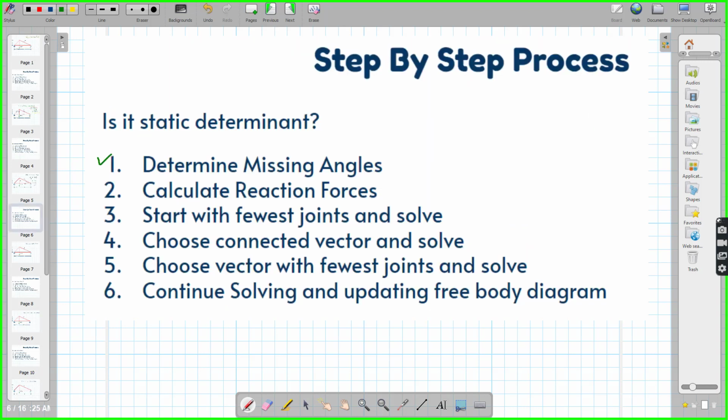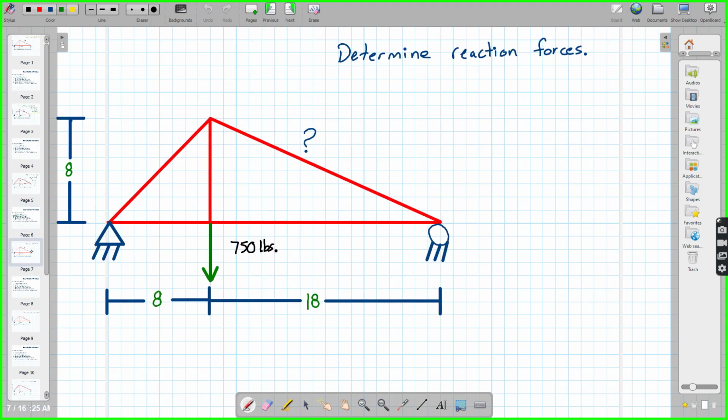We've now determined our missing angles. We got our determinacy. Now we're here. Calculate the reaction forces. We're going to go ahead and kind of update here. So we know that this is 23.96. We've already got that taken care of. Now we're trying to determine these, our reaction forces. So this is RAX and RAY.